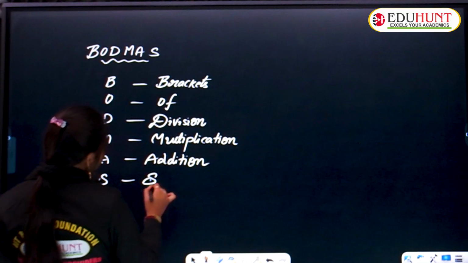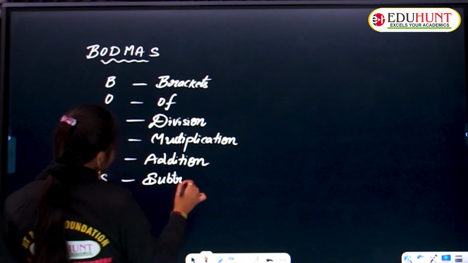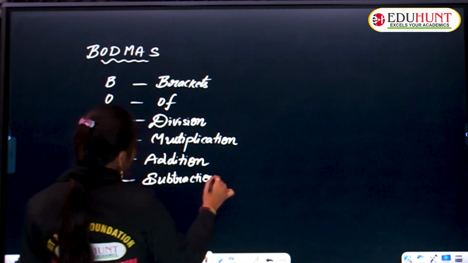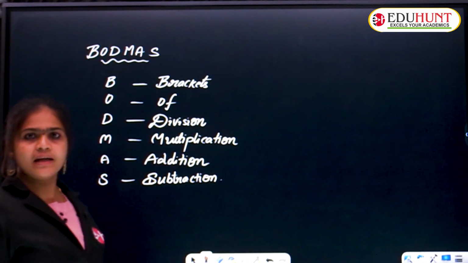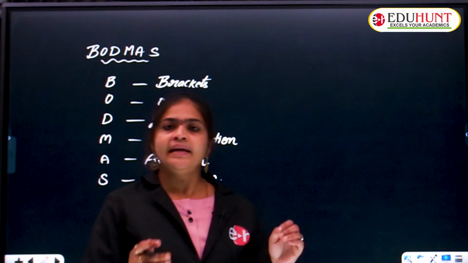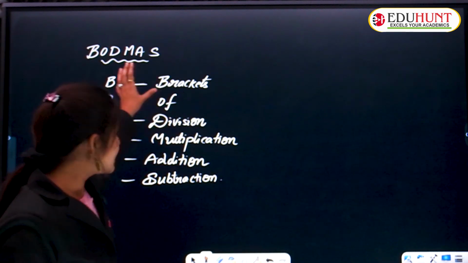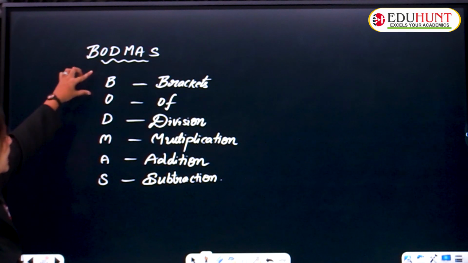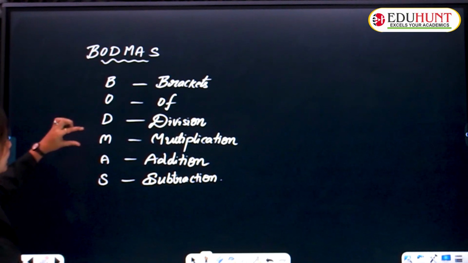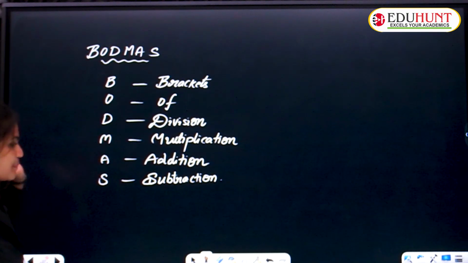And in the same way, S means subtraction. So this is the meaning of the BODMAS rule. Okay, what about the BODMAS rule? In a given question, first we have to observe these six operations. What are those? Brackets, of, division, multiplication, addition, subtraction.